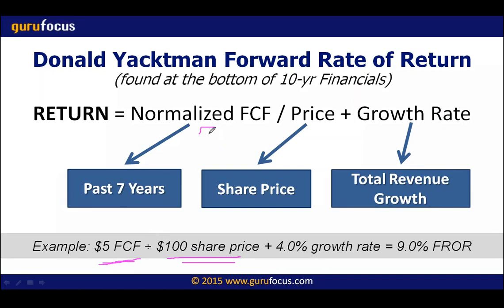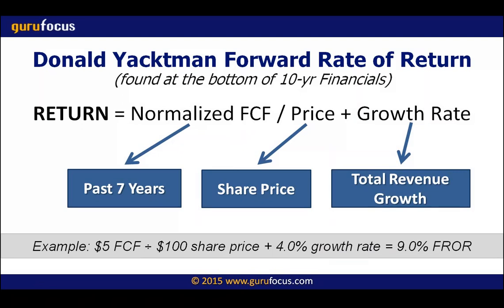So 5 divided by 100 is equal to what? 5%, right? 0.05. 5% plus this company's revenue is growing at about 4% a year. So you add that 4% and we get a 9% forward rate of return. So very, very simple. All it's trying to do is say, hey, what are they earning? What is my share earning on it?